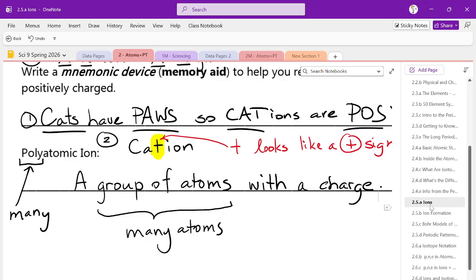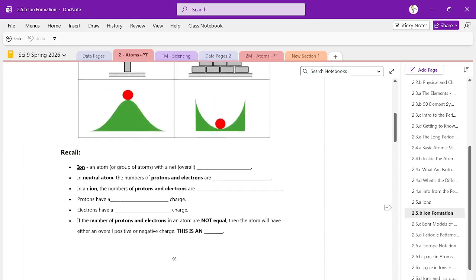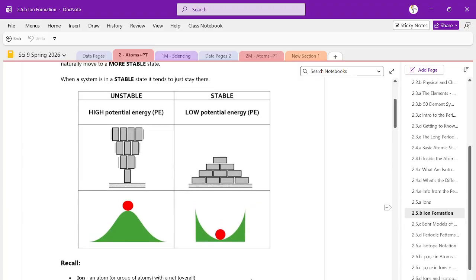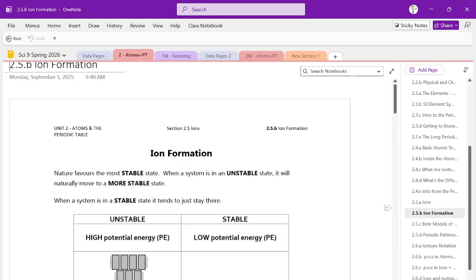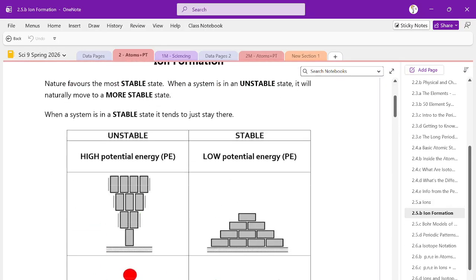We done? Excellent. Let's go to ion formation. And this is going to be a little bit of review of Bohr models, which we did before the break, so you've probably forgotten at least some of it. So we are now on page 95.